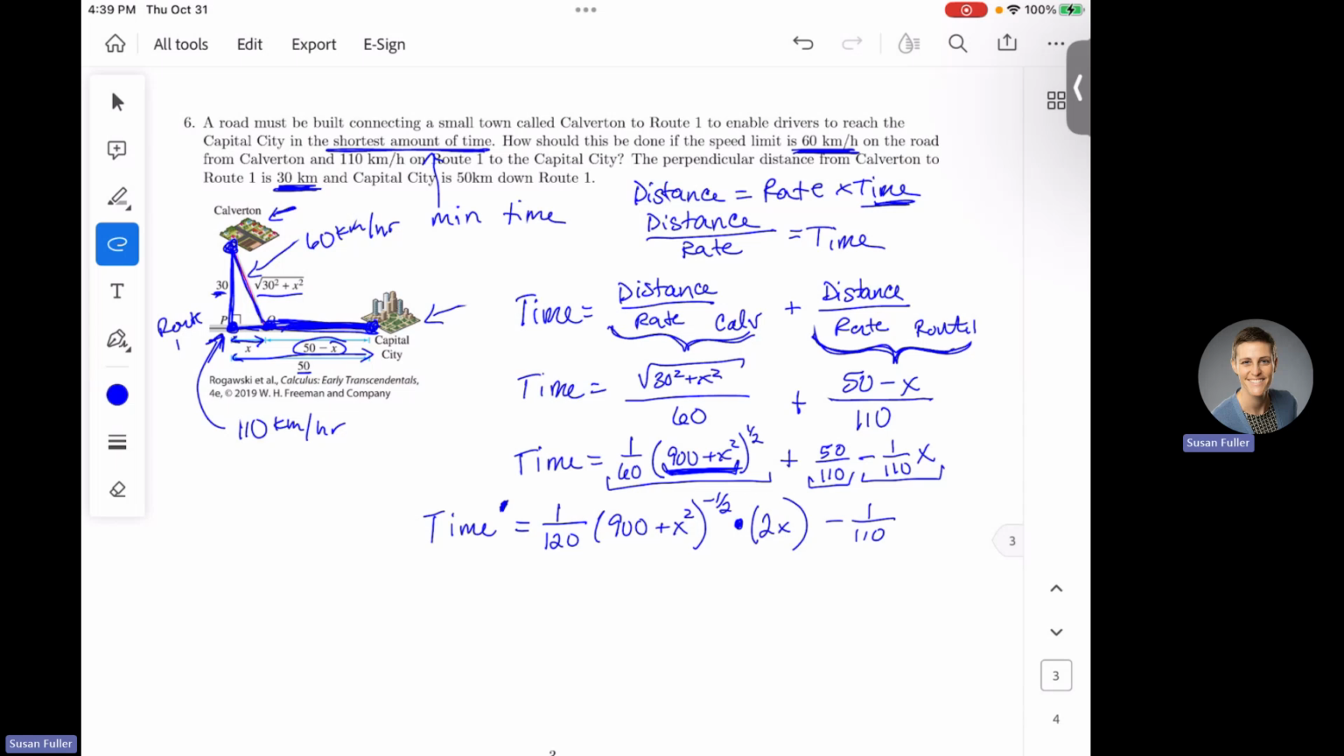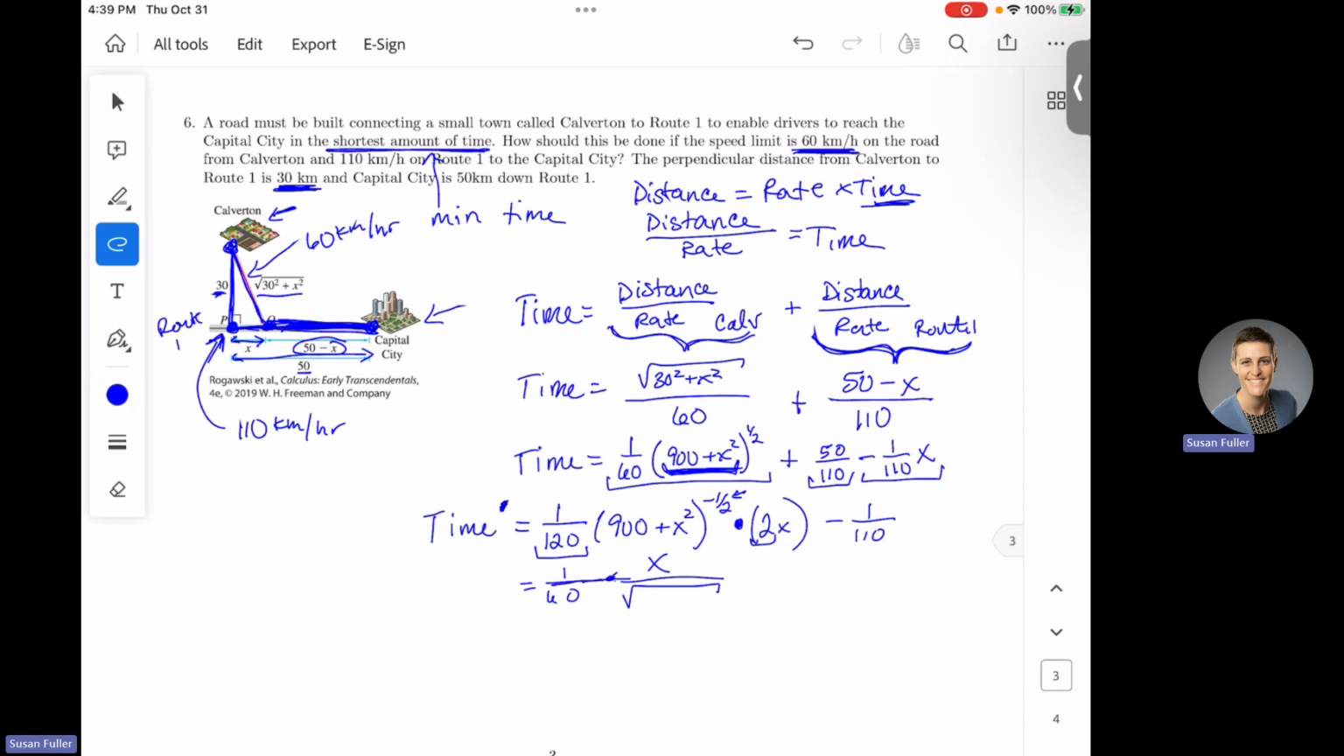Okay, this is my derivative. I have to figure out where this thing equals 0 and where it's undefined. So I'm going to try to figure out how to put this all in a fraction, because I have fractions, because I've got a negative exponent here. So I'm going to write this as the 1 over 120 times 2. I can simplify that to 1 over 60. And then I'm going to have an x on top and a square root down here on the bottom.